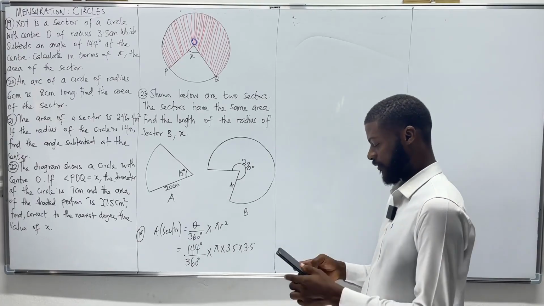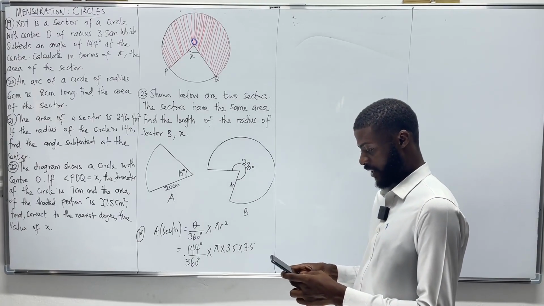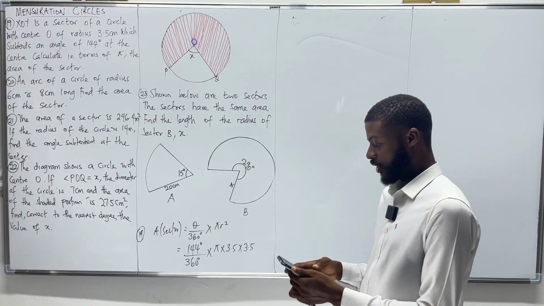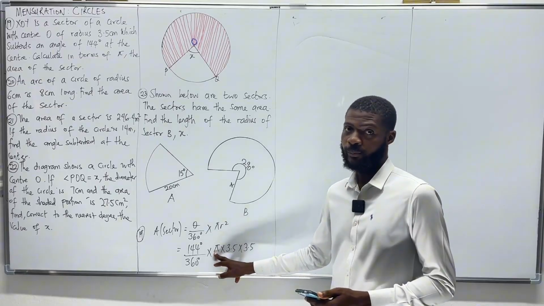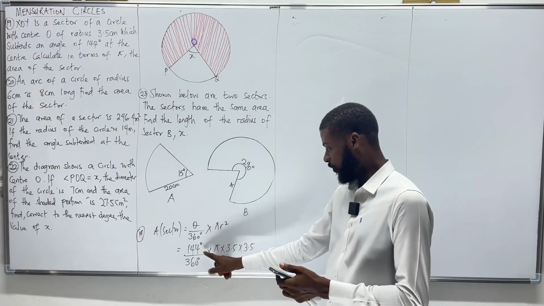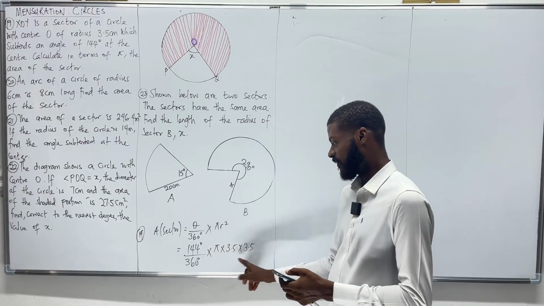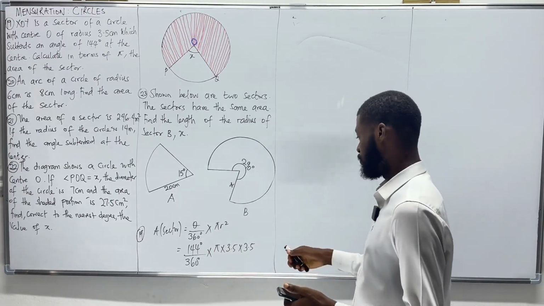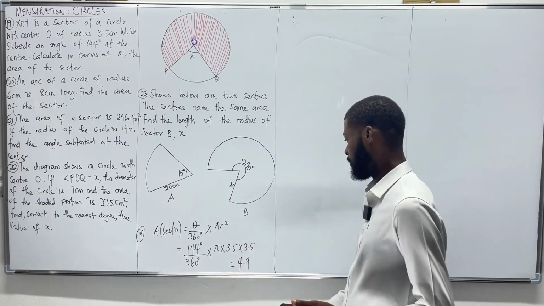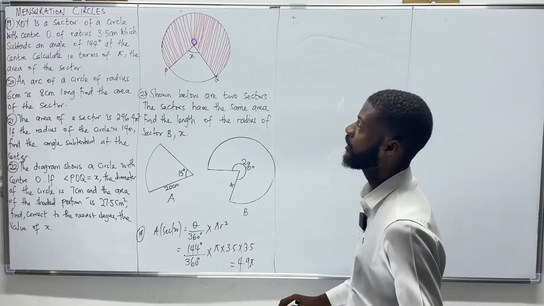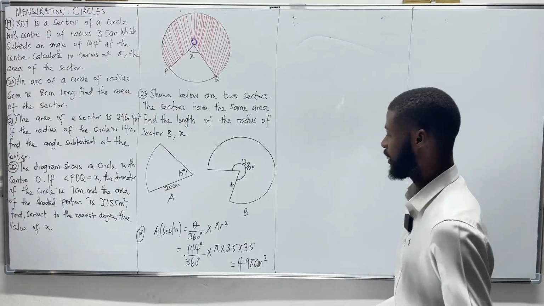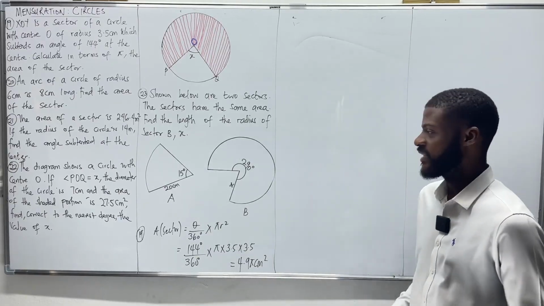So I'm going to do 144 times 3.5 times 3.5, then divided by 360. If you notice, I did not put pi, so you wouldn't be putting pi. Don't put pi. Just do 144 times 3.5 times 3.5, then divided by 360. So this will give 4.9. So this is 4.9 pi, with the unit cm squared. So that will be the area of that sector.